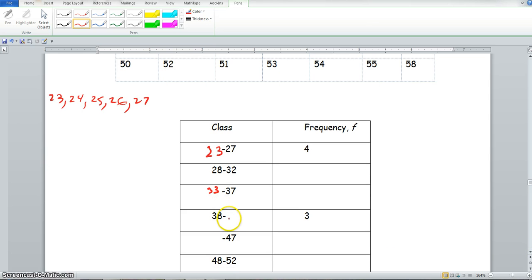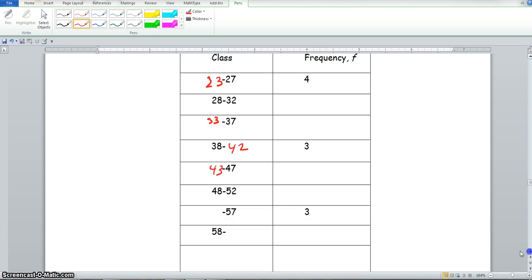Our next class is 38. Then you could say 39, 40, 41, 42. And then our next class is 43 to 47. Next class is 48 to 52. Next class is 53 to 57. And our next class is 58. We have 59, 60, 61, 62. Now let's count how many classes we have. We have 1, 2, 3, 4, 5, 6, 7, we have our 8 classes.